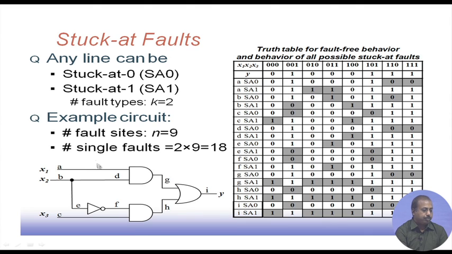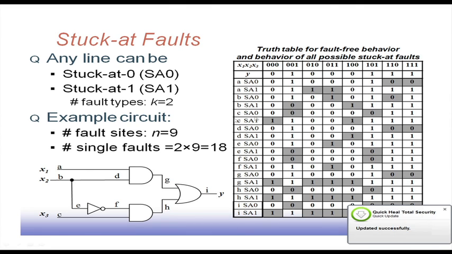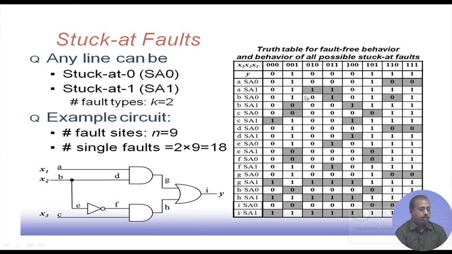Each of these lines can be permanently stuck at 1 or permanently stuck at 0. As a result, there can be 2 faults associated with every line. So, if I consider only single faults, there are 2 times 9, that is a total of 18 faults possible. Now, let us consider the truth table for the occurrence of these faults.